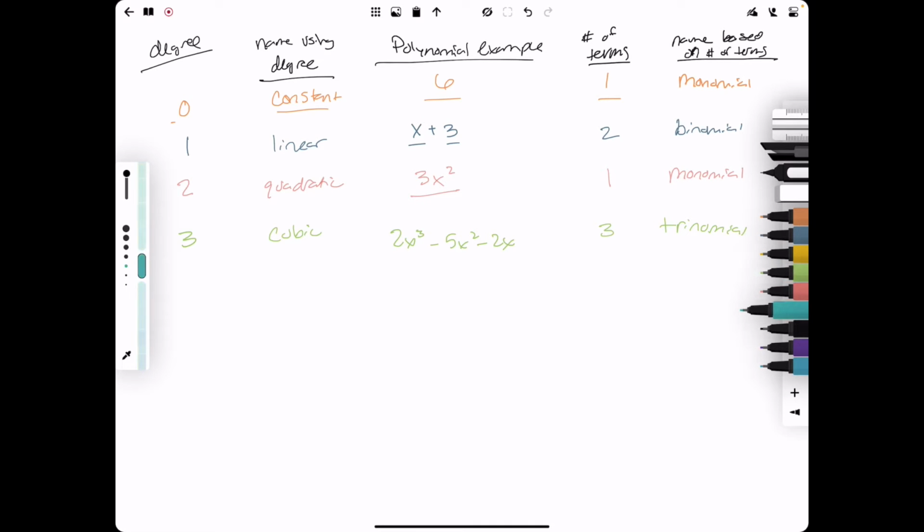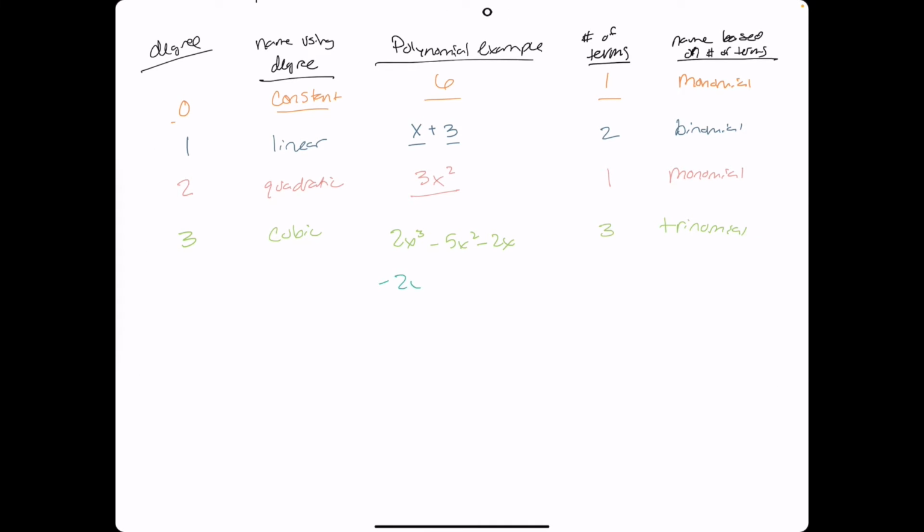So if I jump and do the last one here, if I have negative 2x to the fifth plus 3x squared minus x plus 4, what's the degree, the highest degree? 5. Do you know what you call that? Quintic, like quintuplets. I skipped quartic. I'll put that in there again just because you have it. And then how many terms? 1, 2, 3, 4. 4. Okay, so we just call it polynomial.